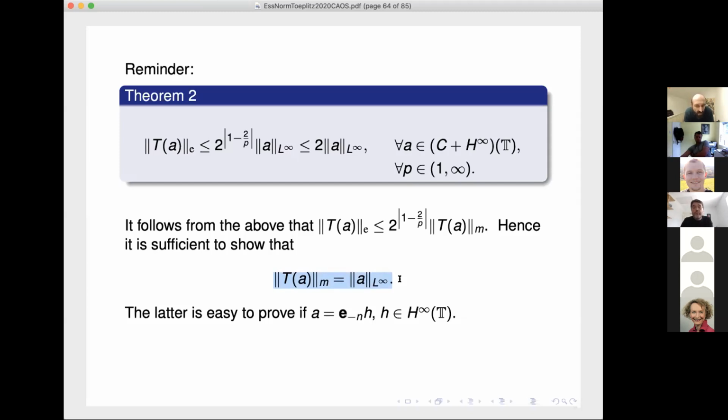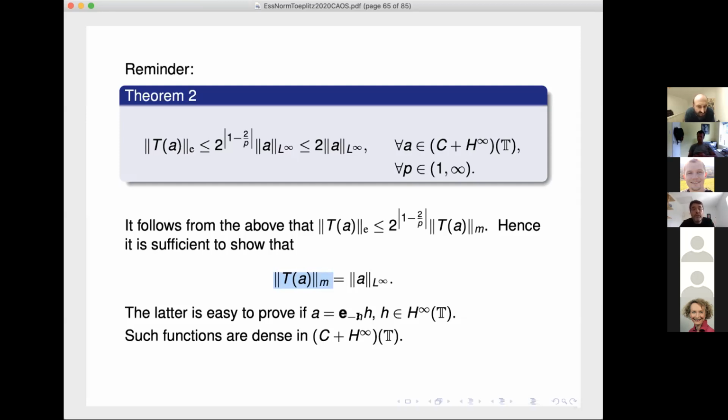And all you are left to say is, look, these functions are dense in C plus H infinity. That's it. That's a proof. The proof becomes trivial if you use this measure of non-compactness, and the density of functions with finitely many terms in the Fourier expansion with negative indices. That's a trivial proof.